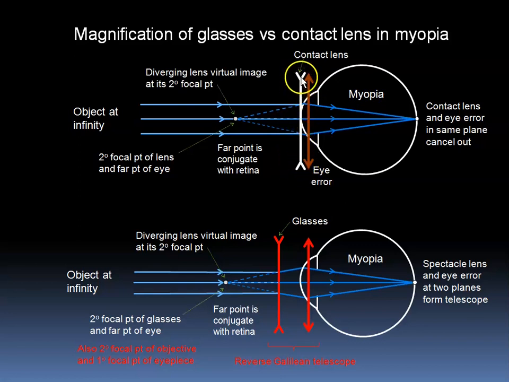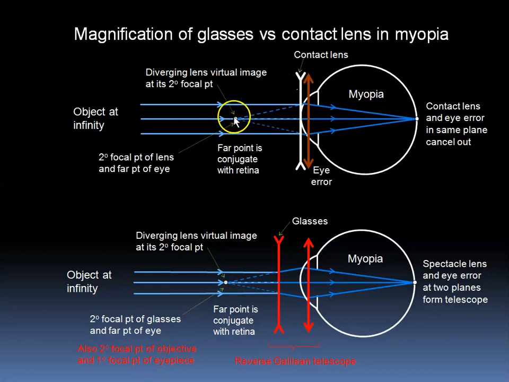In this case, we have a minus contact lens. Here we have minus glasses, which are located at a certain distance away from the eye, as compared to the contact lens, which is right on the eye. Although both situations correct for the myopia, they have different optical qualities. In the case of the glasses, we have created a reverse Galilean telescope, in this case minifying images, as compared to the contact lens.